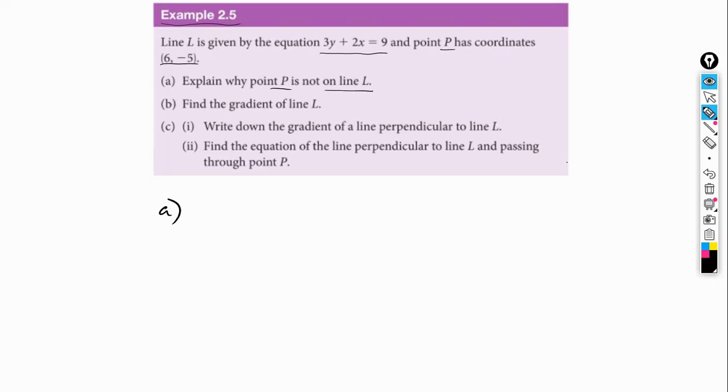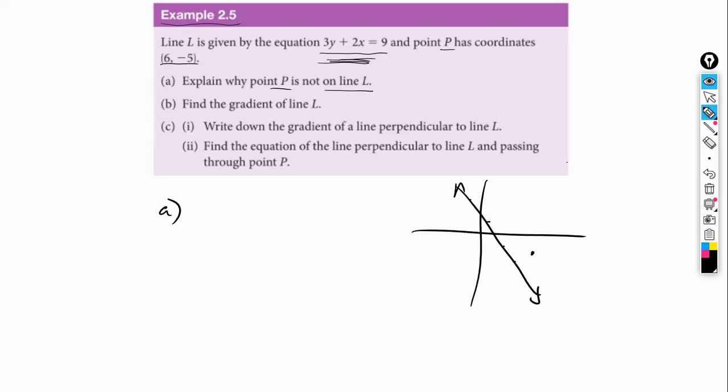One thing about lines is that every point that is on the line has to be a solution to this equation. What does that mean graphically? Well, if you have the graph of, say, this line, let's suppose it goes like this, then every single point, every single coordinate on the line would make this equation true. So if 6, negative 5 is not on the line, it could be somewhere around here, let's suppose. Okay, so how can we prove that?